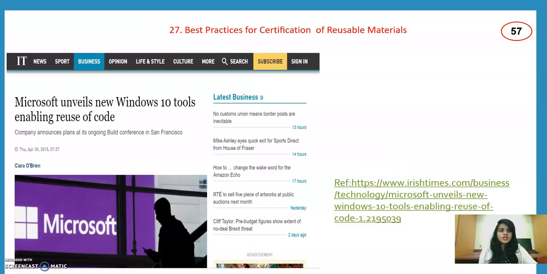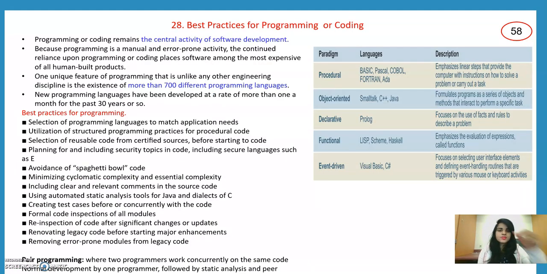So this is a real-world example: Microsoft unveils new Windows 10 tools enabling reuse of code. This is from the Microsoft website. You can find it. And the other best practices are for programming or coding. Programming or coding remains the central activity for software development, and because programming is a manual and error-prone activity, new programming languages have been developed at a rate of more than one a month for the past 30 years, and there are 700 programming languages.